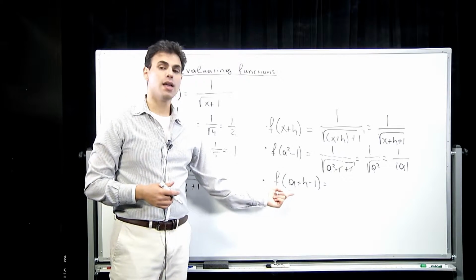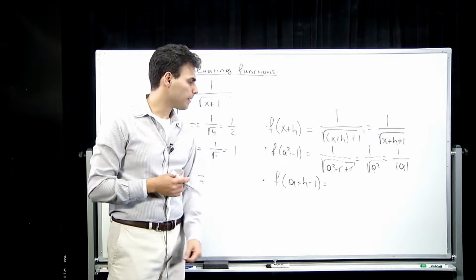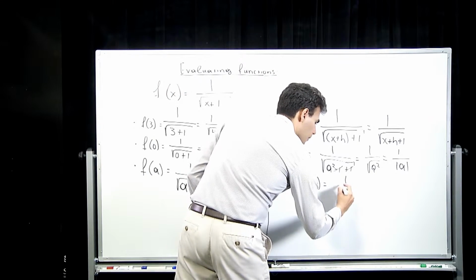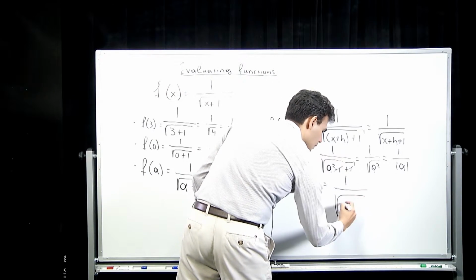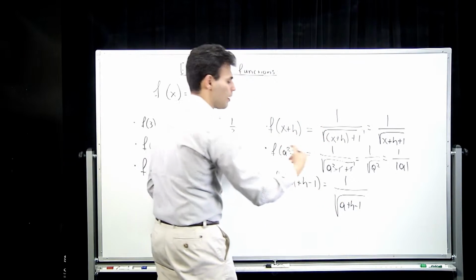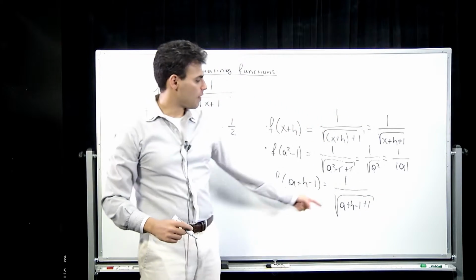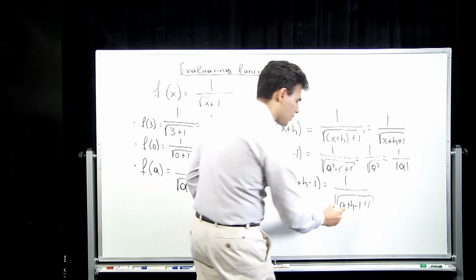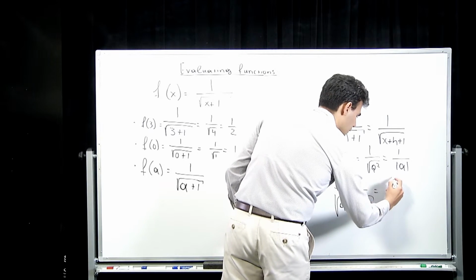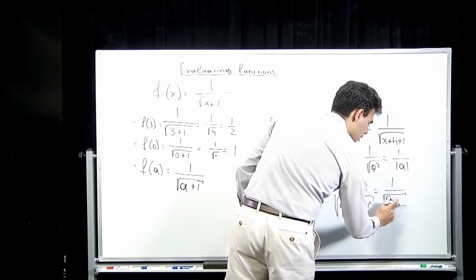Finally, let's compute f of a plus h minus 1, because inside here I could put whatever argument I want. The answer is, of course, a plus h minus 1, because that was x, and then plus 1 because that comes from the formula. All right? Now the minus 1 and the plus 1 cancel out, and what you're left with is 1 over square root of a plus h.